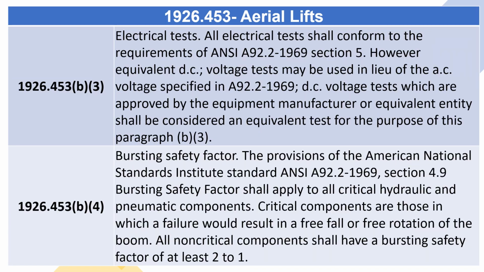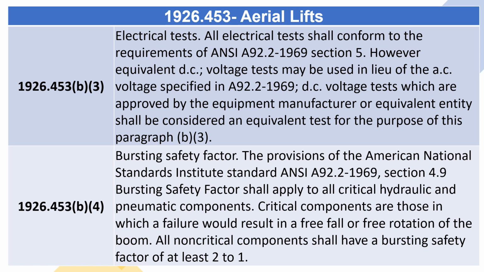1926.453(b)(3) Electrical tests. All electrical tests shall conform to the requirements of ANSI A92.2-1969 Section 5. However, equivalent DC voltage tests may be used in lieu of the AC voltage test specified in ANSI A92.2-1969. DC voltage tests which are approved by the equipment manufacturer or equivalent entity shall be considered an equivalent test for the purpose of this paragraph. (b)(3).